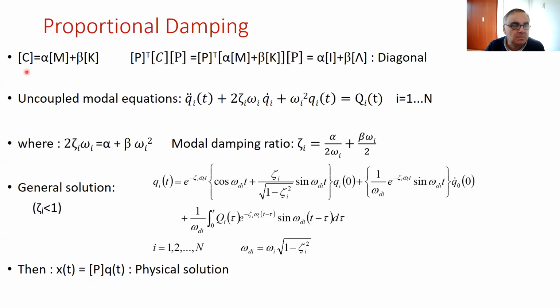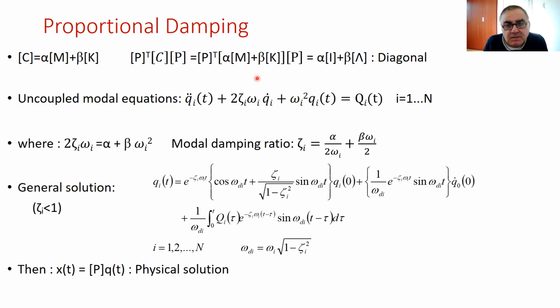So, if C is a linear combination, alpha M plus beta K, then P transpose C P can be written as P transpose times (alpha M plus beta K) times P. So P transpose M P is an identity matrix. P transpose K P is Lambda. Alpha and beta are simply scalar coefficients, so they don't change anything. So you have a diagonal C matrix now. P transpose C P will be equal to alpha I plus beta Lambda if this is satisfied.